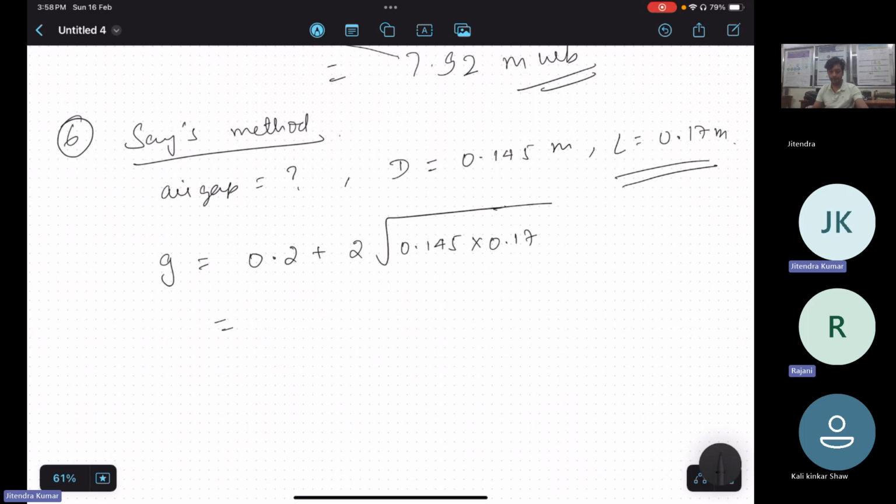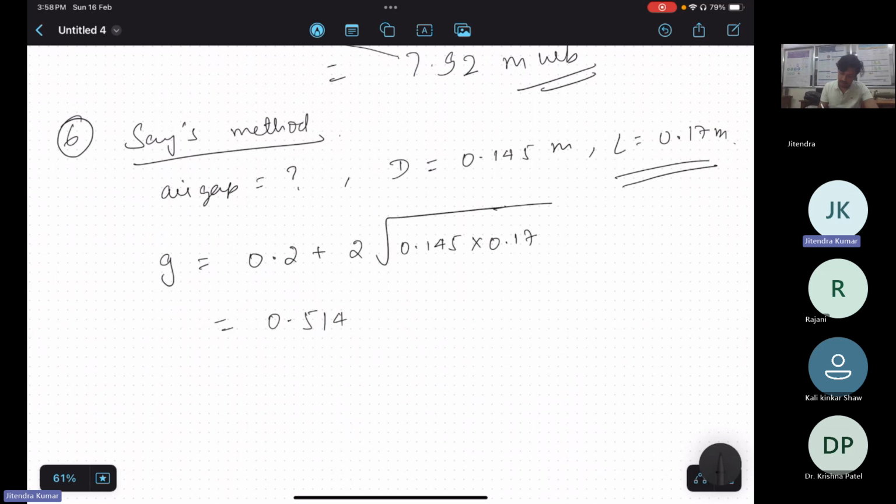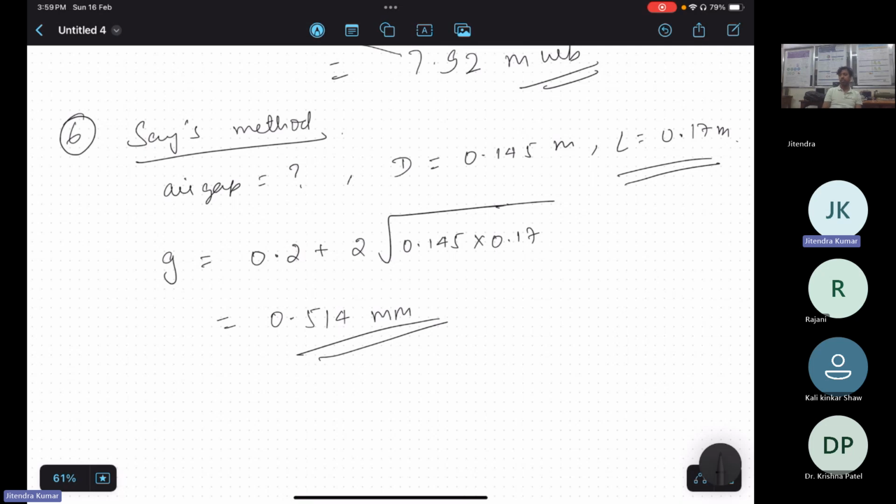0.514. So this is the air gap for this dimension using Say's method. Here, if you want, you can calculate with Lipol method as well, right? 0.514 meters, sir. Okay. 0.51. Oh no, sorry, 0.51 millimeter. Yeah, ma'am. Actually, we didn't put that much of air gap. Yes, correct.